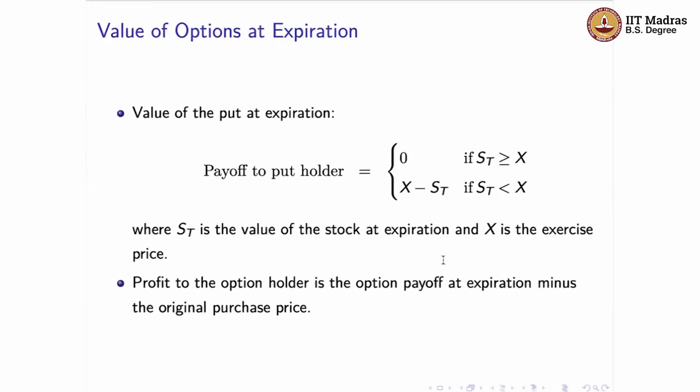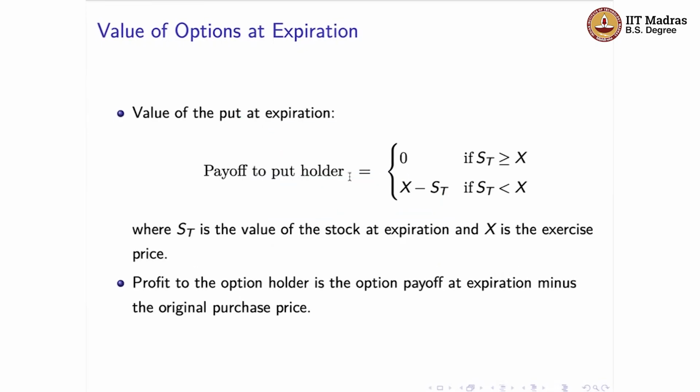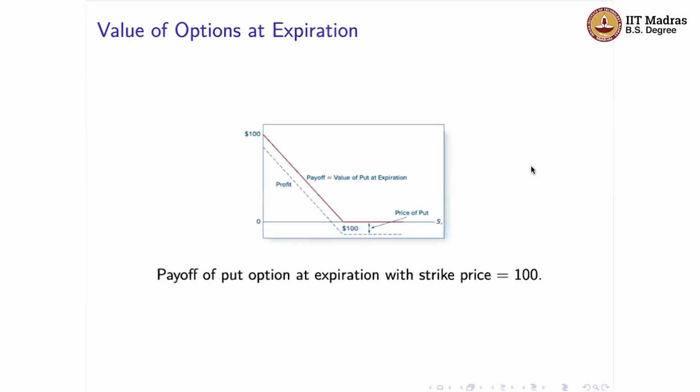Again, what is the profit to the option holder? This is the payoff, so you have to subtract out the original purchase price in order to get to the profit. Okay, this is representing graphically what we have here with X equal to 100. So the strike price is 100.